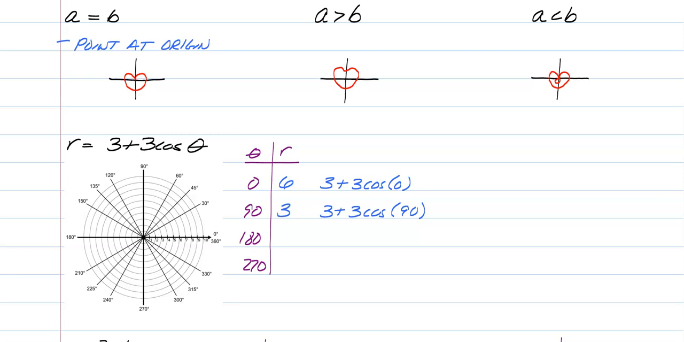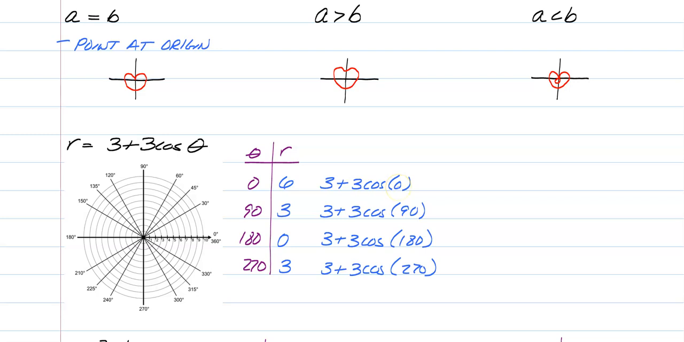Next up, 3 plus 3 cosine of 180 degrees. The cosine of 180 is a negative 1. So 3 plus 3 times a negative 1 is going to give us 0. And finally, 270 is 3 plus 3 cosine of 270. Cosine of 270 on the unit circle is 0, so 3 plus 0 again brings us back to 3. So this is how we're going to graph this.